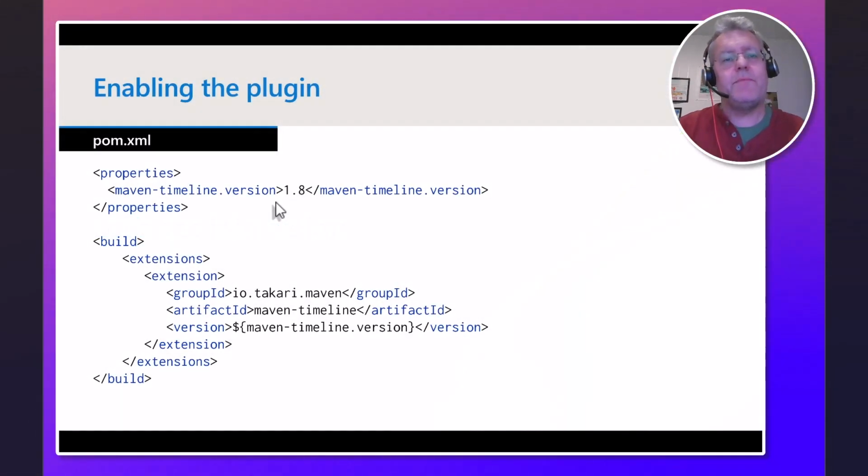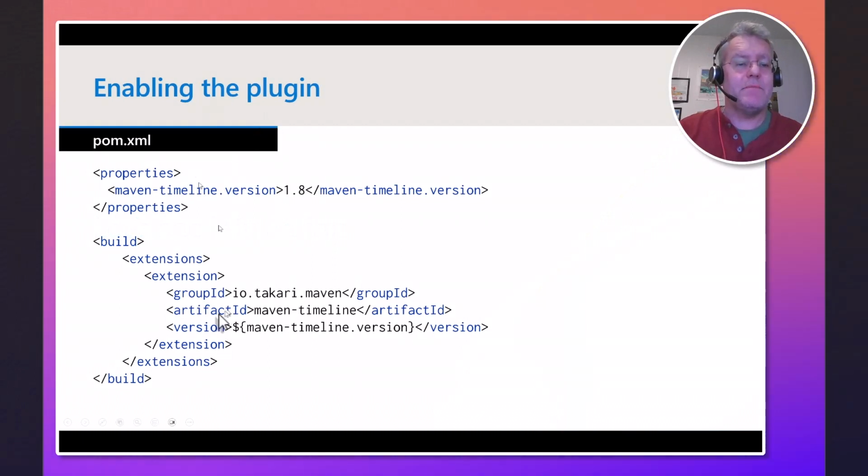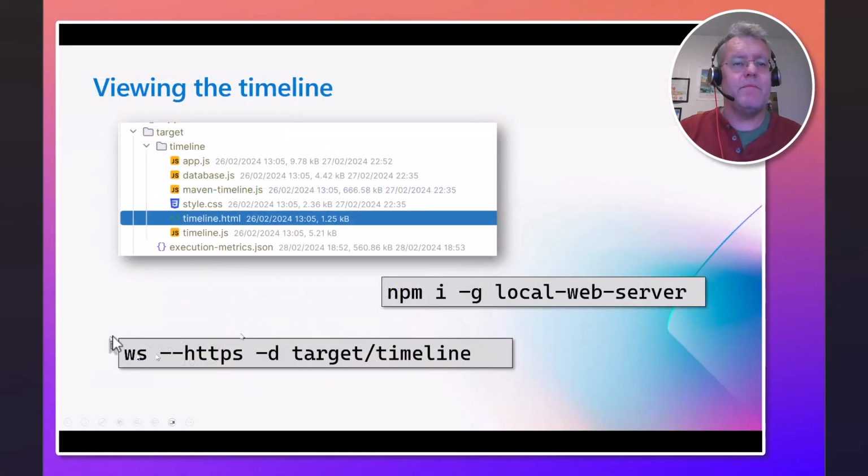So how do you enable the plugin? It's pretty easy. Just add this block of XML into your top level POM, and that will spit out these files under target/timeline. You're going to end up with a set of stuff here. Execution metrics has kind of got the actual instrumented values, and then the rest of the stuff, as you can probably see, is a JavaScript application really, and what I was showing you was just the timeline HTML with a bunch of fabulous JavaScript to give us our user interface.